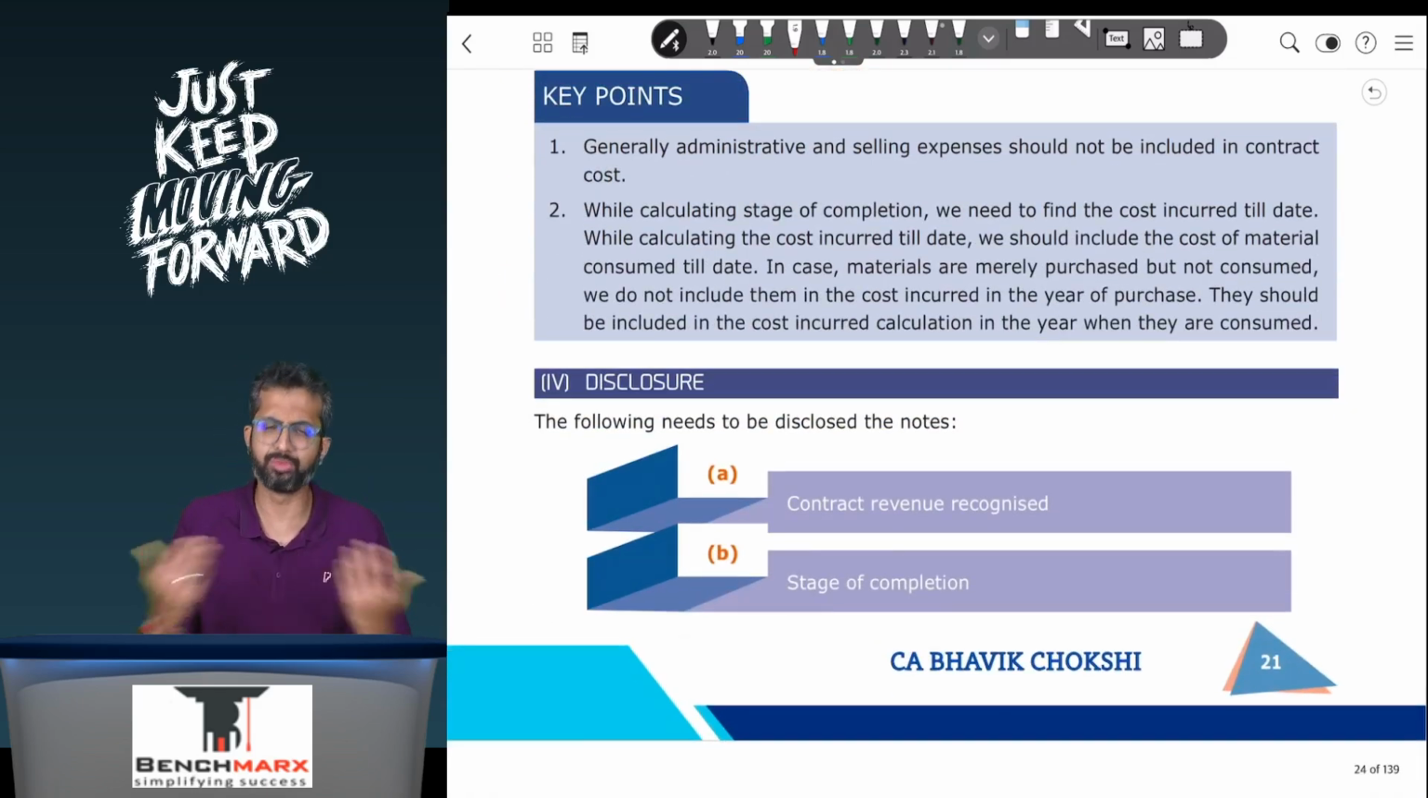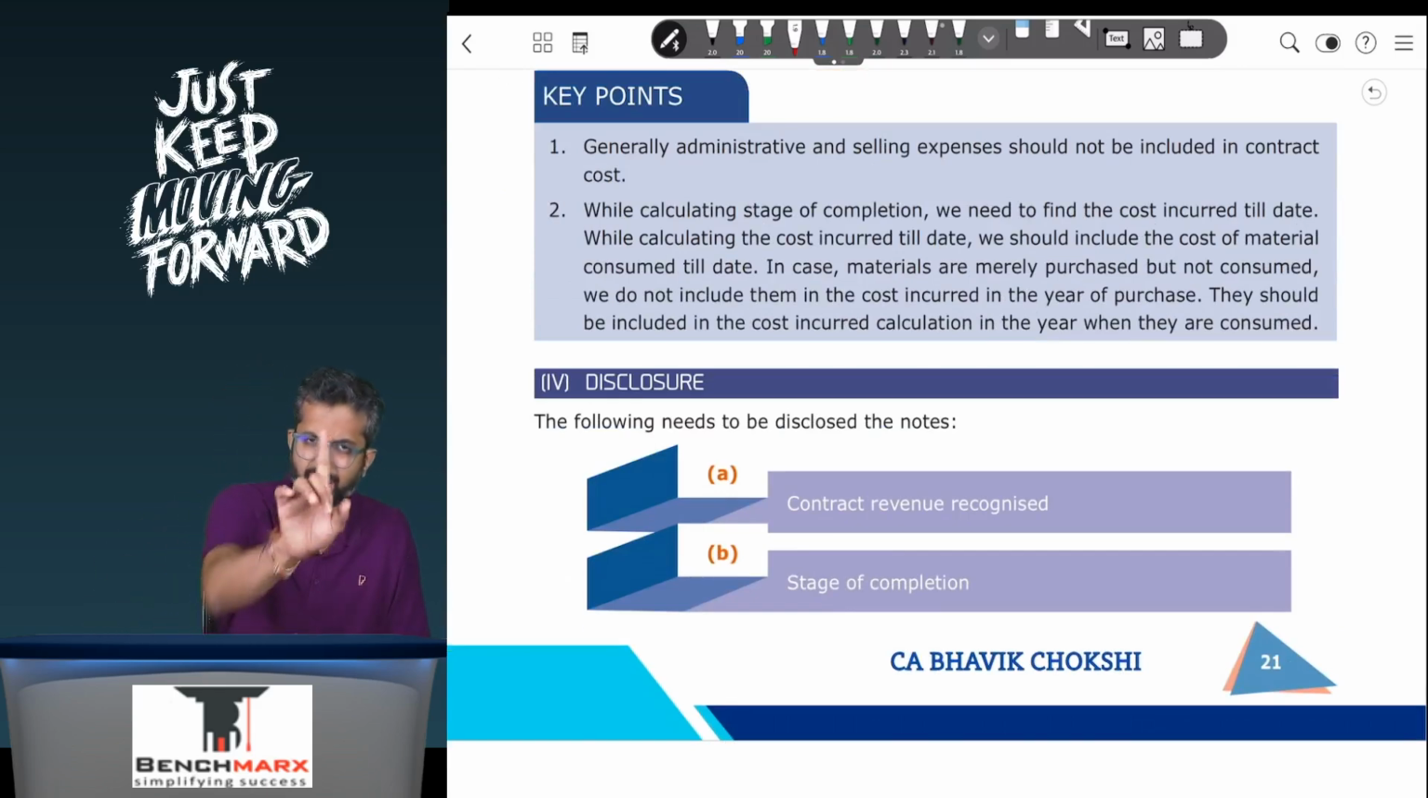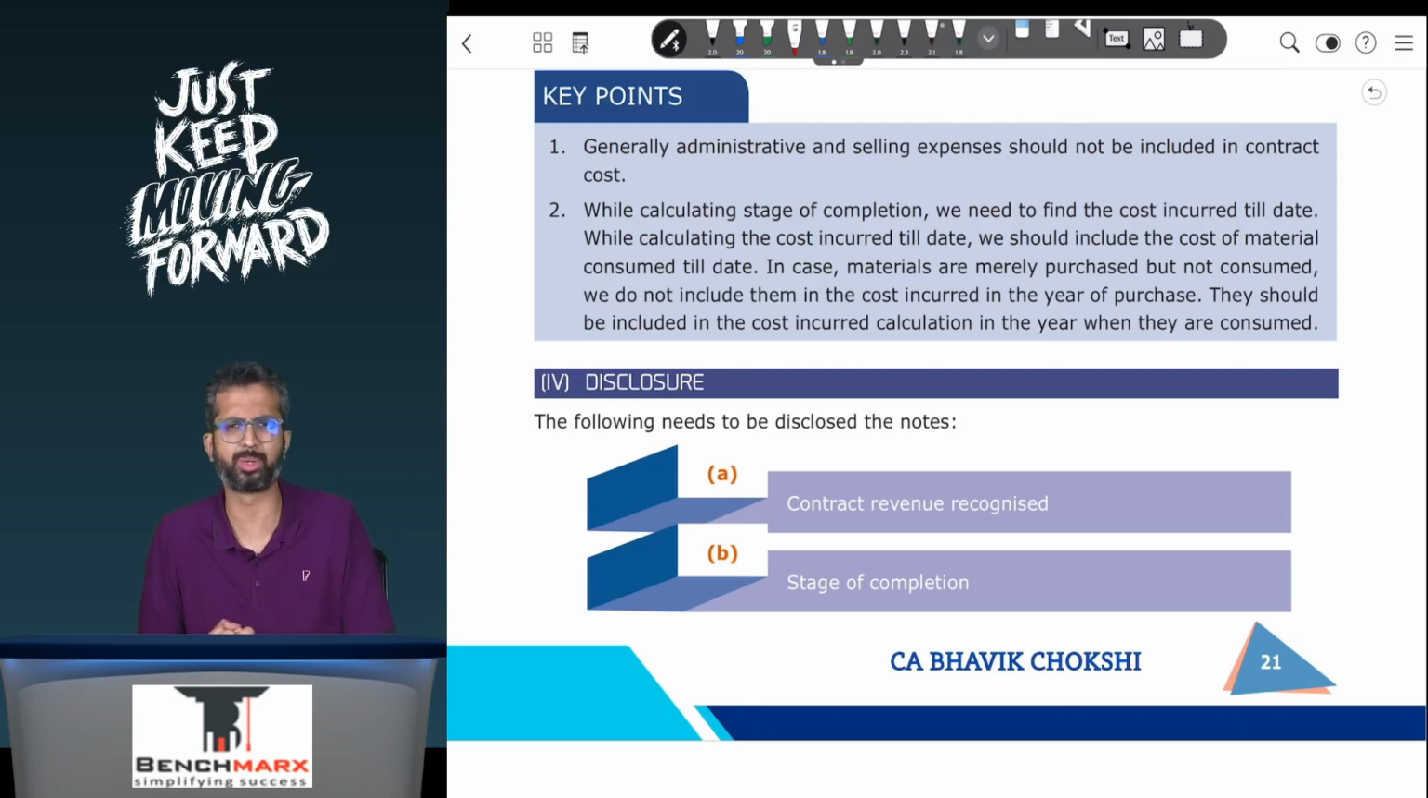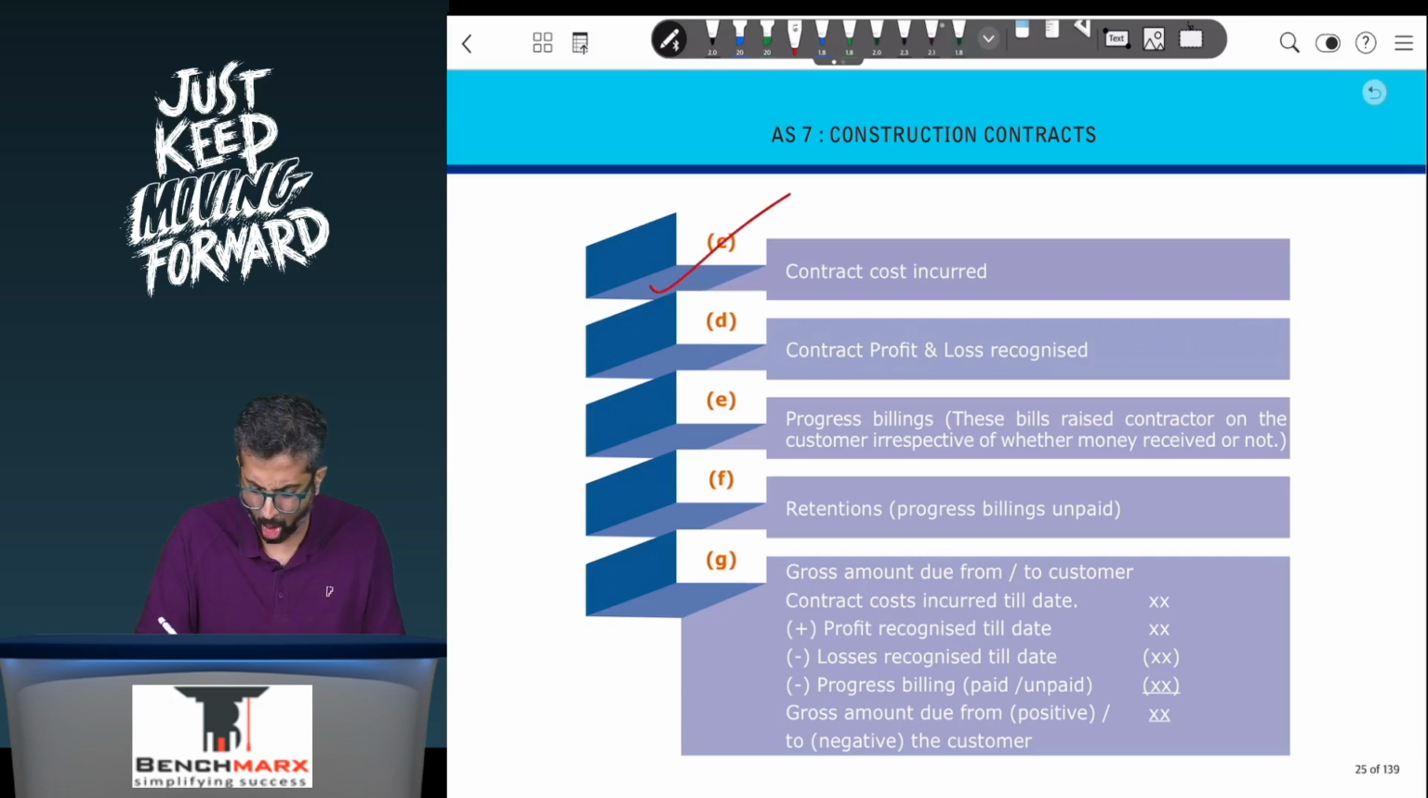And last, in terms of disclosure, if it is specifically asked, and there have been rarely 1 or 2 questions where this has come, then you need to disclose what? Contract revenue, stage of completion, contract cost, contract profit, all of what you have calculated has to be separately disclosed, maybe in the notes.